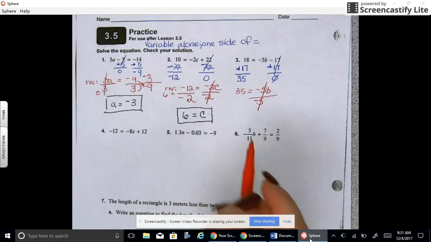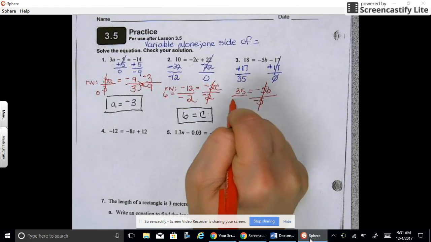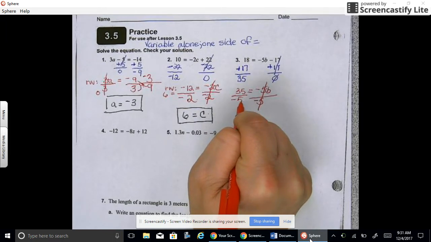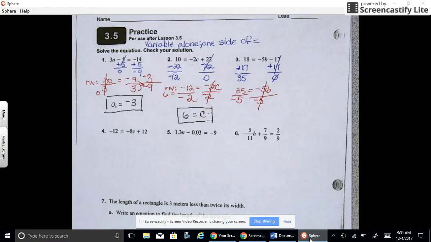Now what I have on one side of the equal sign, I do on the other. So now I've got 35 divided by negative 5. If you look on the wall for the rules of integer operations, when you multiply and divide, if you have two different signs, you have a negative answer. So now, how many times does 5 go into 35?